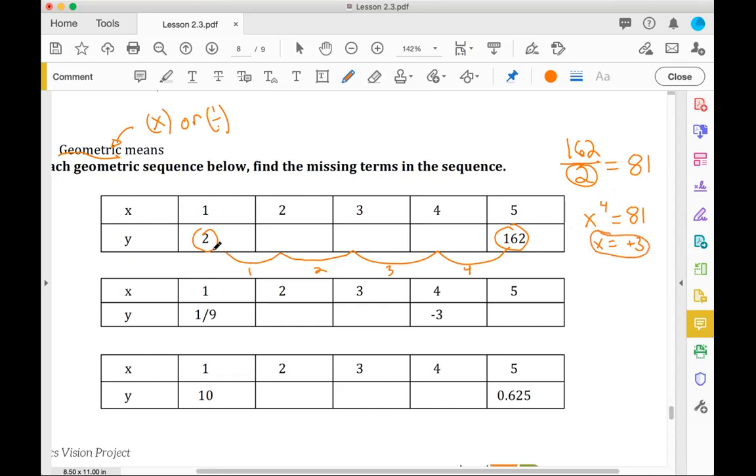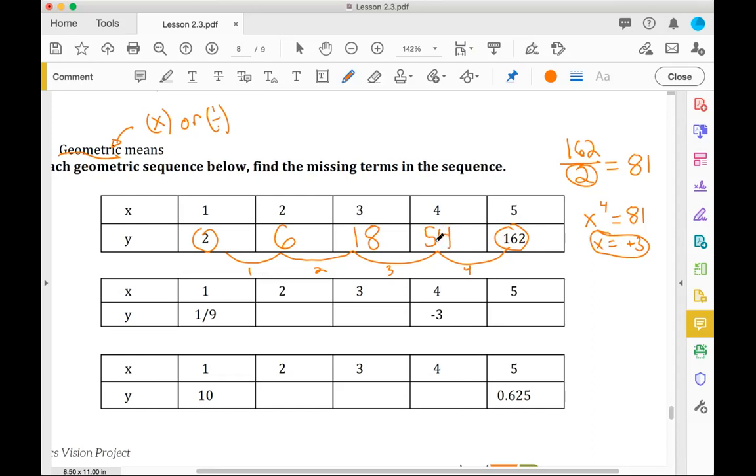So we can take our previous term, multiply it by 3, and we'll do that here. So 2 times 3 gets us 6. 6 times 3 gets us 18. 18 times 3 gets us how much? What do you think? Hopefully you're saying 54.